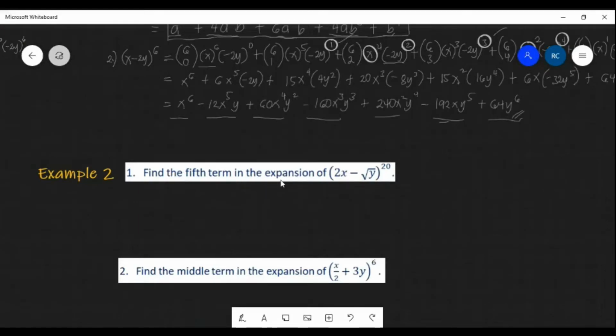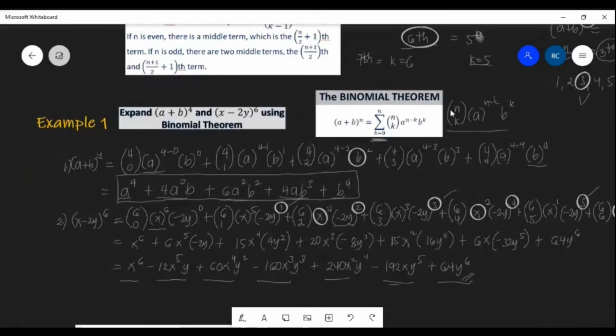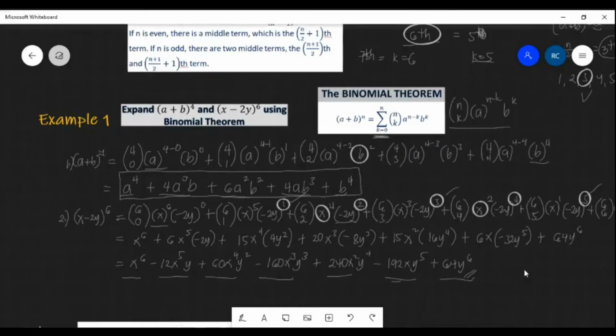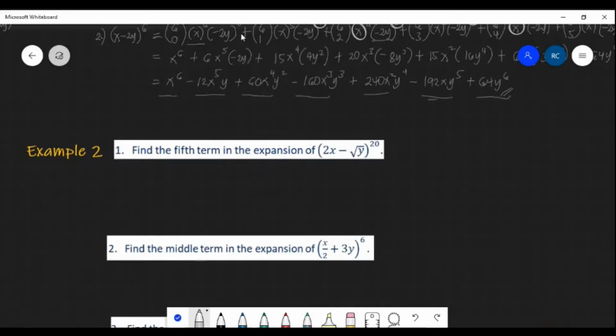Find the fifth term in the expansion of (2x minus square root of y) raised to 20. All we know is yung formula. Yung n combined k times a raised to n minus k times b raised to k. Yan lang yung alam natin. Okay? Sulat ko lang kasi gagamitin natin eh. So, n combined k times a raised to n minus k, b raised to k.